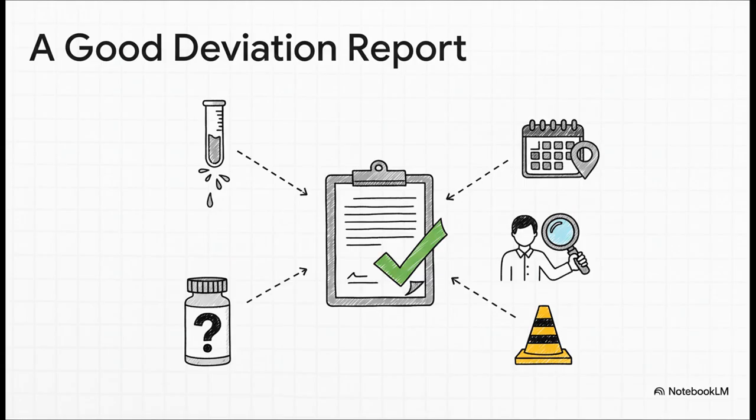So, what goes into a good report? It's really all about being clear and complete. It has to answer those basic questions, what exactly happened, when and where did it go down, who found it, and what did you do about it right away? This creates that clean, factual record that becomes the launchpad for the whole investigation.